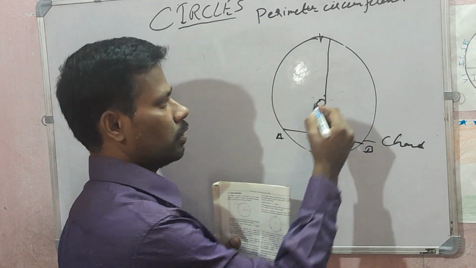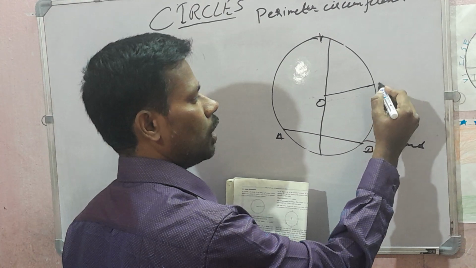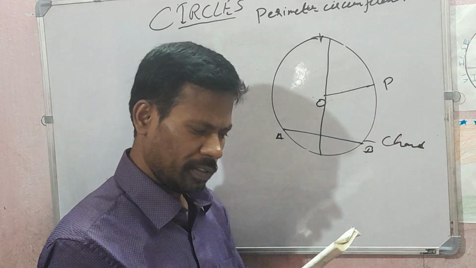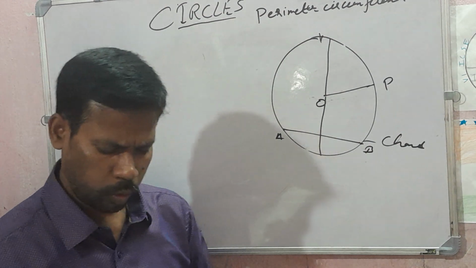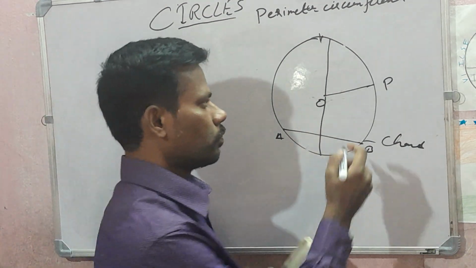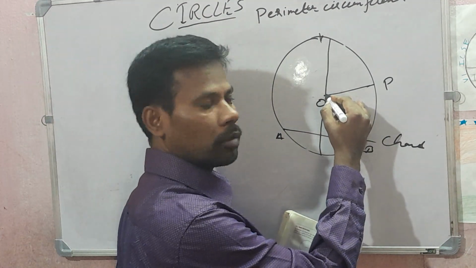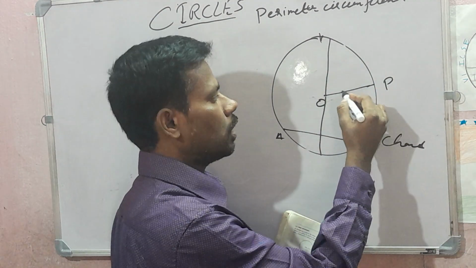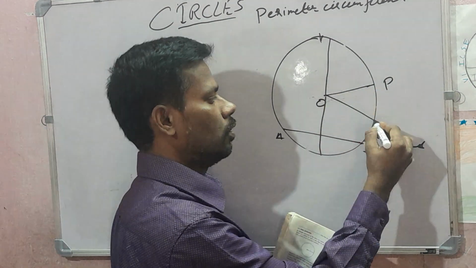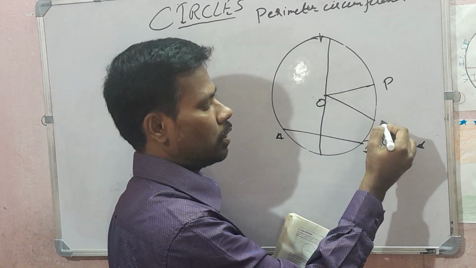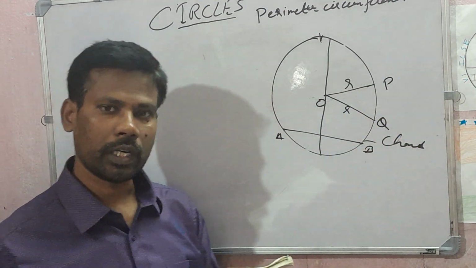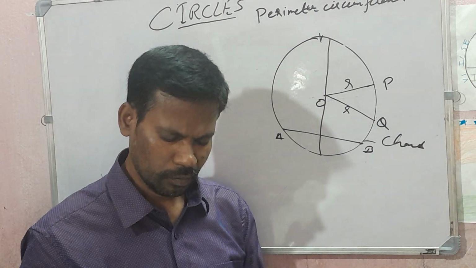So radius, this you already know, I am just revising. What do you mean by radius? The line segment drawn from the center of the circle to any point on the circle. A line segment drawn from the center to any point on the circle is called a radius. So there are an infinite number of radii, as you know already.